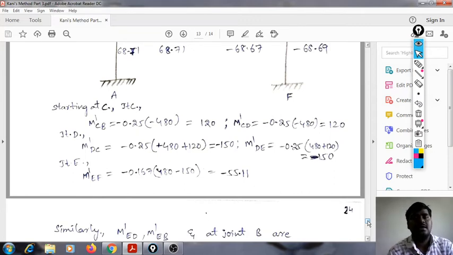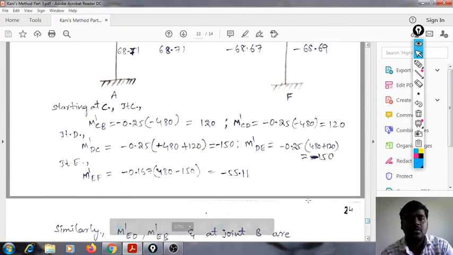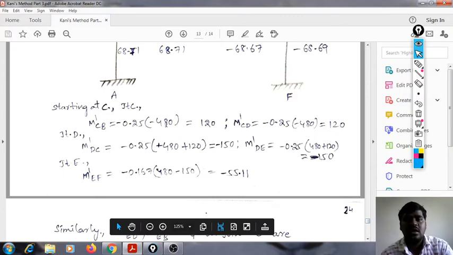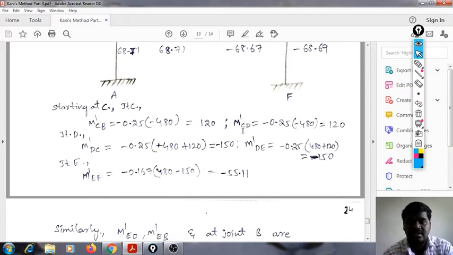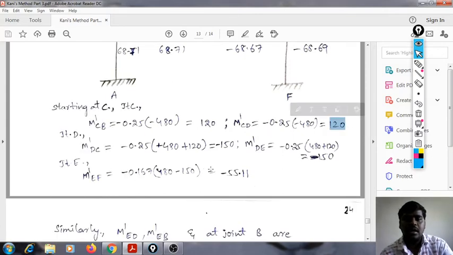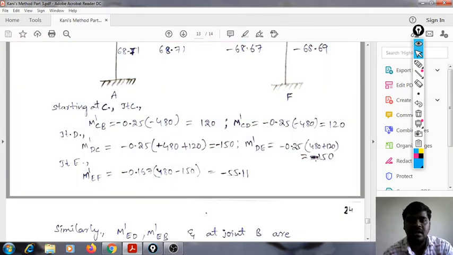So, starting at joint C, m dash CB is equal to minus 0.25 into 480. These values are seen in the diagram just now, and this is the value at CD, and here this 120 is taken and put here. Again this 150 minus 150 is taken at the other joint. So, this far end contribution is taken in the other joint.